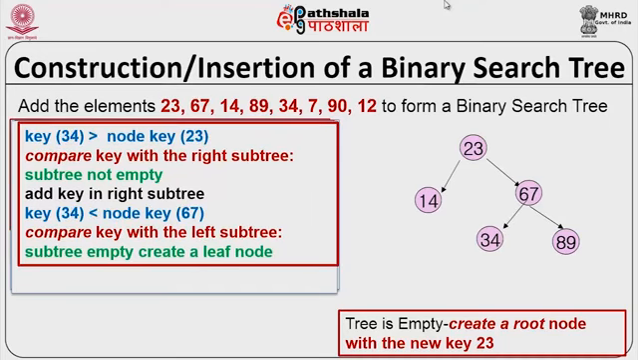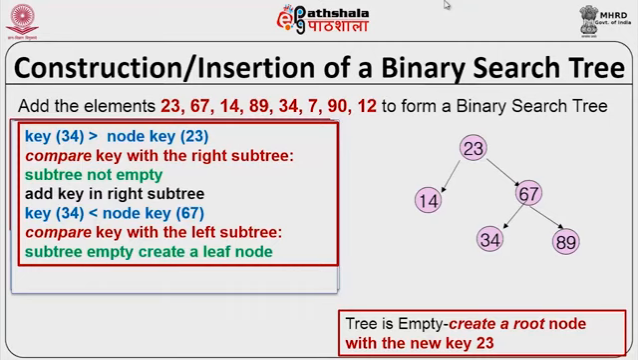The next is 34. Now, when I get 34, 34 is greater than the root node key 23. So, you go to the right subtree. When you go to the right subtree, you find that it is not empty, you have 67 there. So, you compare 34 with 67 and you find that 34 is less than 67. So, you go to the left subtree, you find the left subtree is empty. So, you add 34 as the left child of the parent 67. So, that is what you have done here.